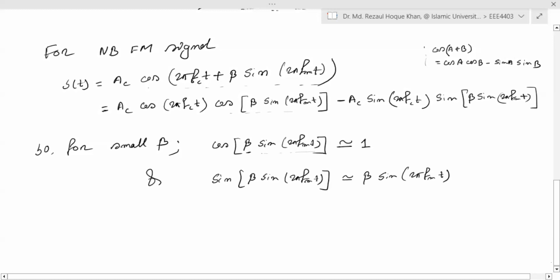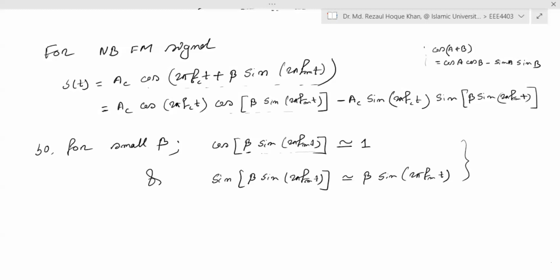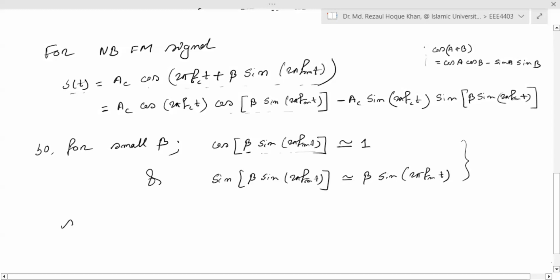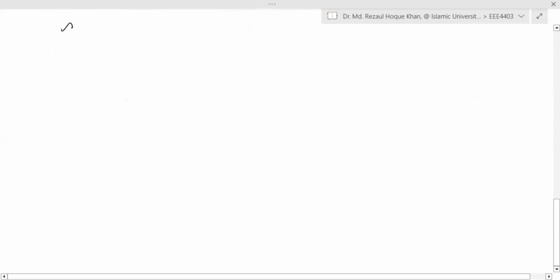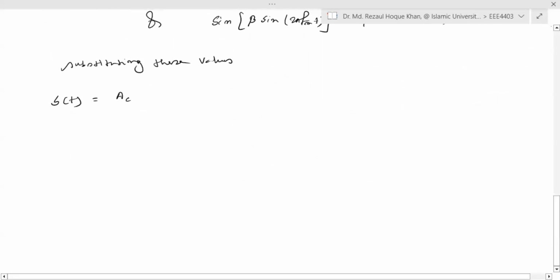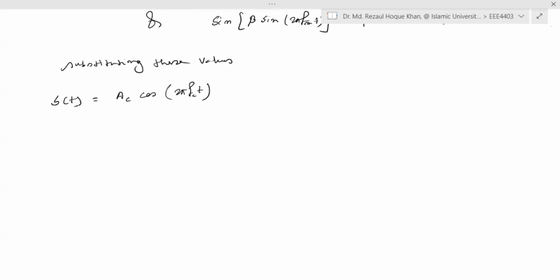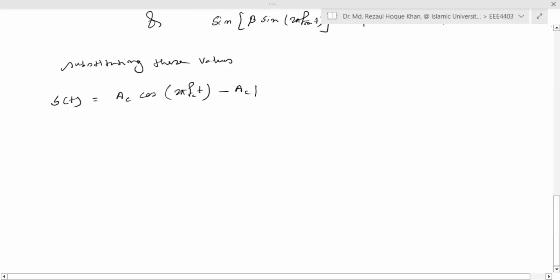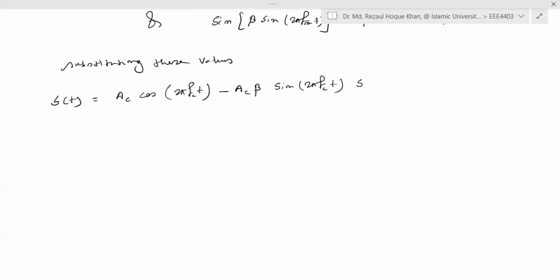If this is the case, then we substitute these two values in our s(t). Substituting these values, we find the signal s(t) is Ac cos 2 pi fc t minus Ac beta sin 2 pi fc t sin 2 pi fm t.